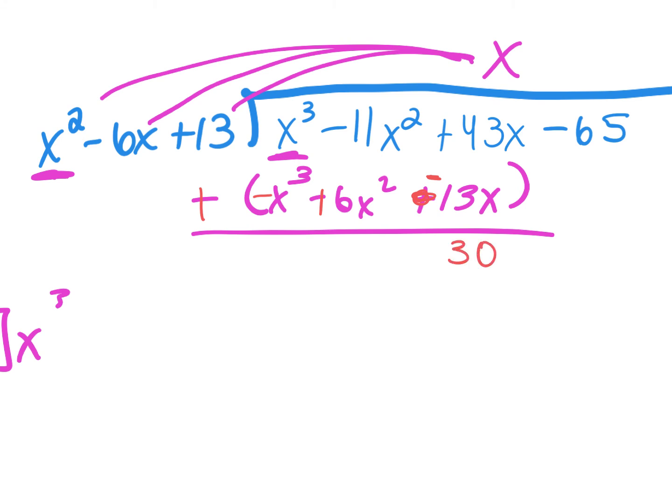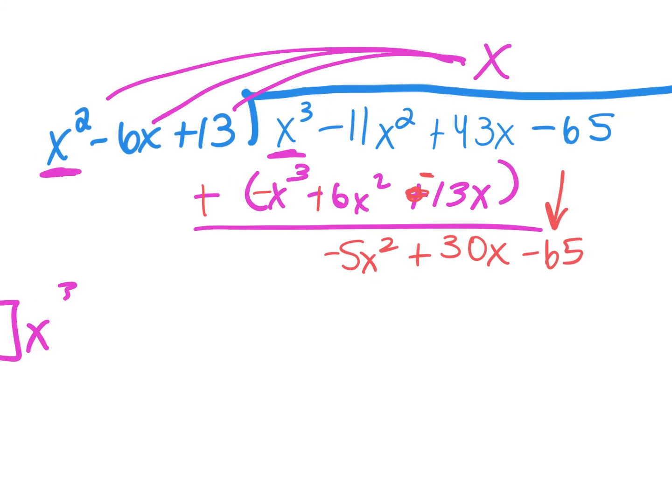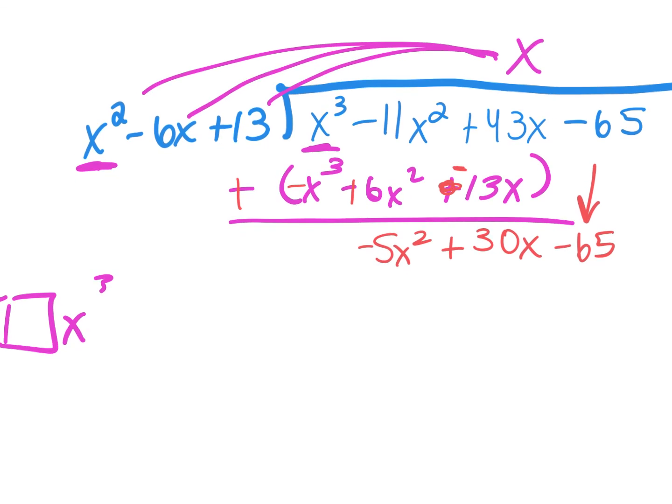Okay, so I have 30x here. What's negative 11x squared and positive 6x squared? Negative 5x squared. And then what do I do with this minus 65? You bring it down. How many answers should I have for this problem? 3. How many do I already have? 2. Okay, so I just need to find one more.